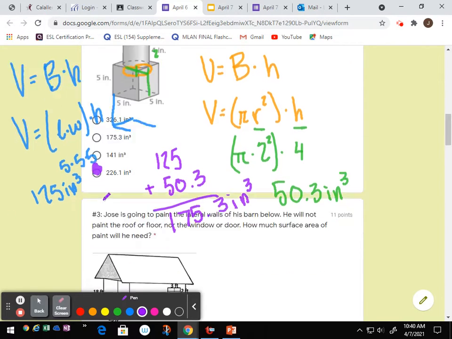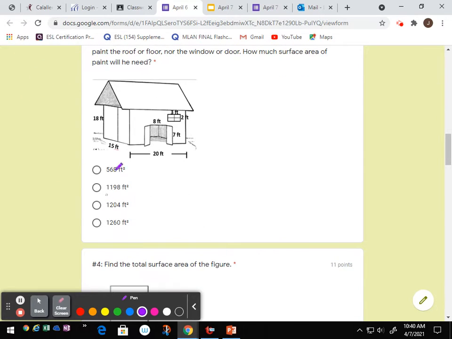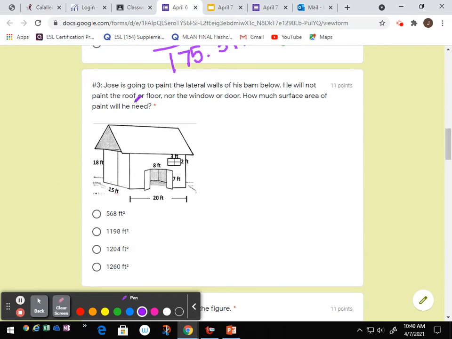All right. Let's go over number 3. Number 3 says Jose is going to paint the lateral walls of his barn below. He will not paint the roof or the floor, nor the window or the door. How much surface area of paint will he need? So we're looking for surface area. He's not going to paint the roof. Okay, so we can just ignore all this since we're not painting it.